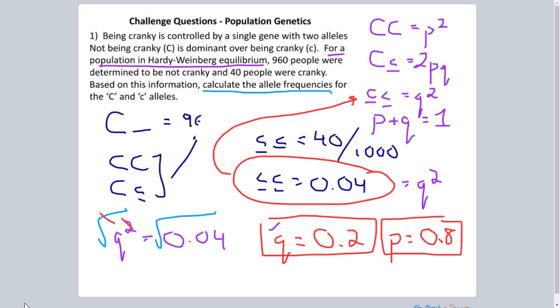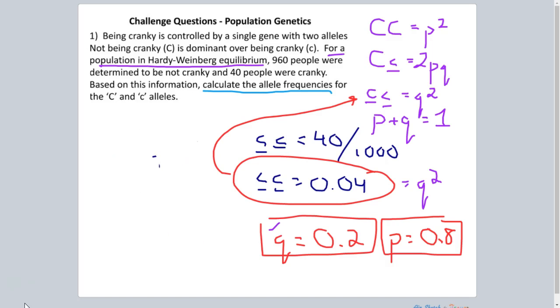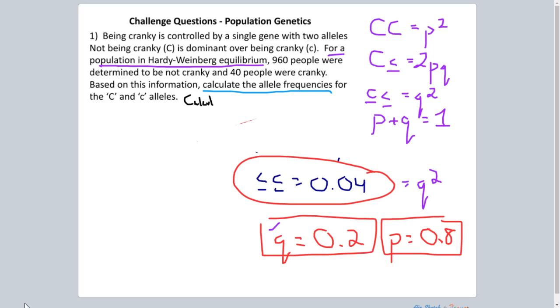I would like to take this challenge question one step further, however, and show you how you might do something that you could be asked to do in the future. It's perfectly reasonable for this question to go one step further and ask you to also calculate the genotypic frequency, that's the frequency of a particular genotype, for the heterozygotes in this population.